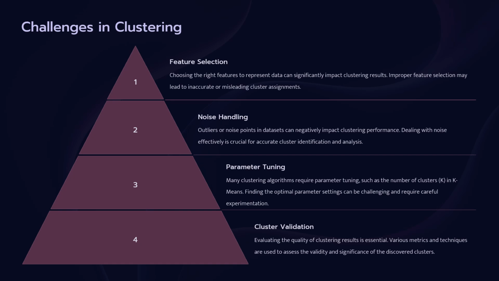So to put these into detail and to dumb down what I just said, we have 4 main challenges you can take with a grain of salt. Feature selection. Choosing the right features to represent data can significantly impact clustering results. Improper feature selection may lead to inaccurate or misleading cluster assignments.